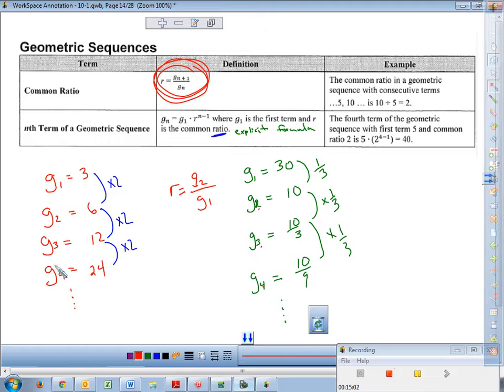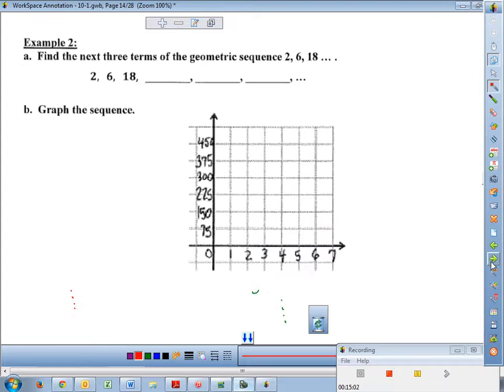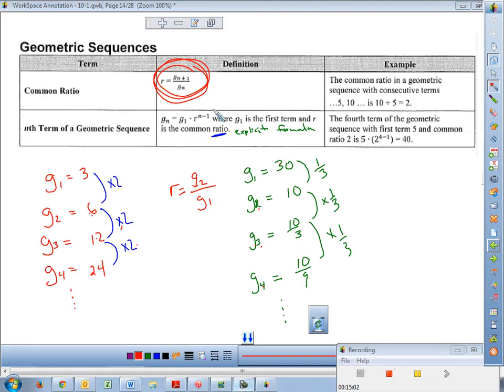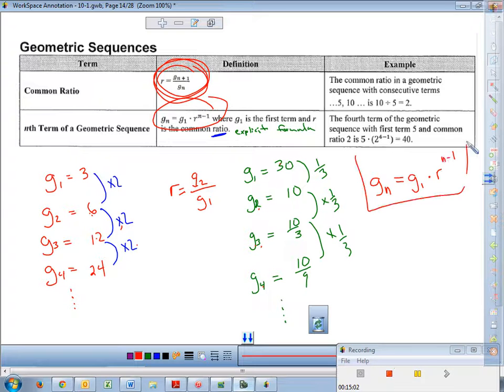It's even easier to see over here. Fourth term divided by third term, 24 divided by 12, 2. 12 divided by 6, 2. 6 divided by 3, 2. So it's always the term in front divided by the guy right behind him. And then here's that explicit formula for you. Any term in a geometric sequence will equal the first term in that geometric times the common ratio to the n minus 1 power. That's how we'll write it.